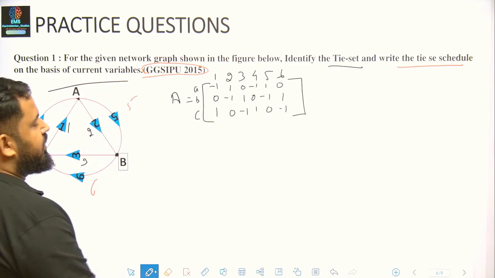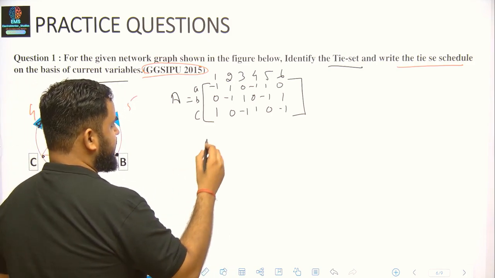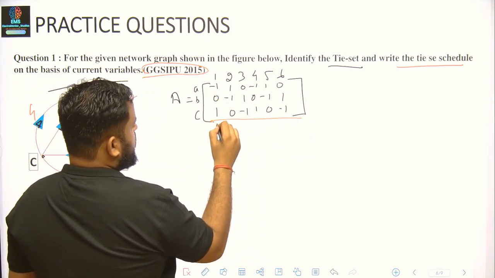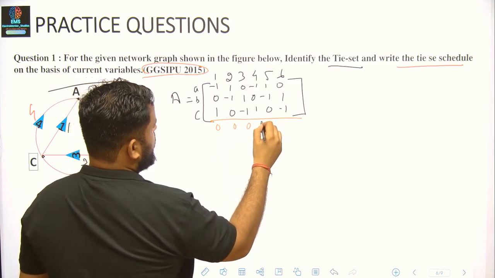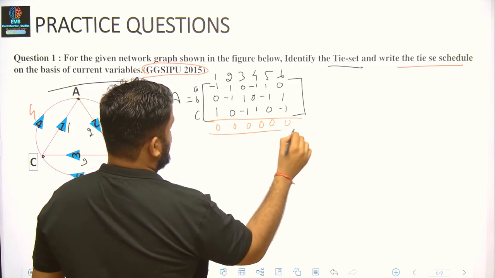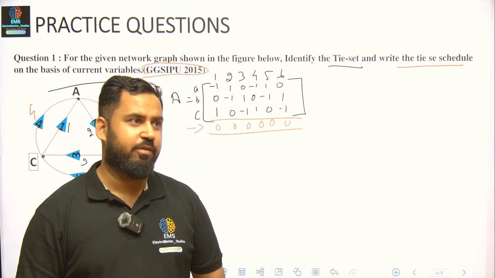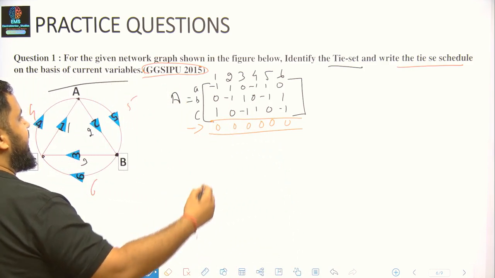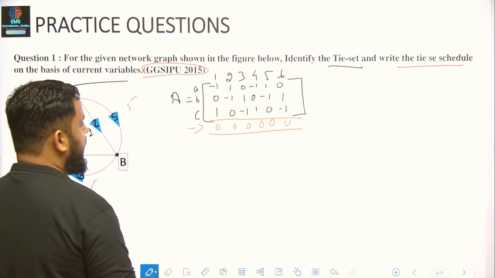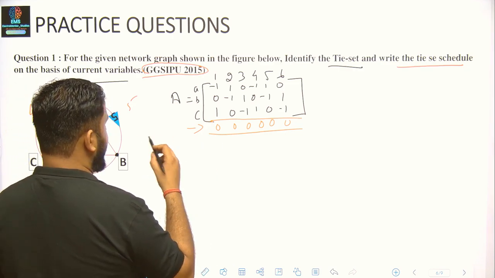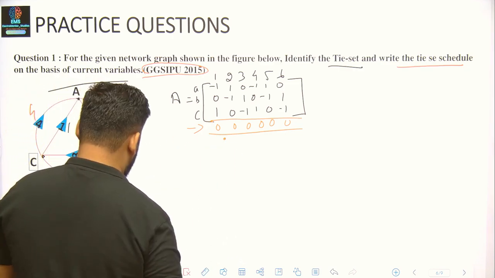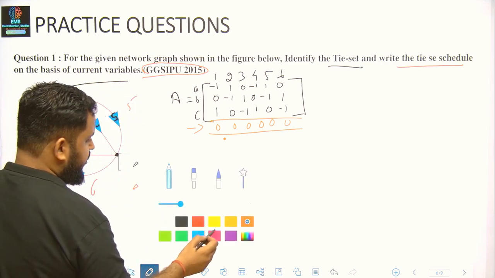Okay. Now again, let us check out the properties which I just mentioned. Sum is 0, 0, 0, 0, 0, 0. Hence proved that the sum of each column of the incidence matrix will always be 0. So for making a tie set, first we need to make a tree out of this graph. So again, we can use the water theory.